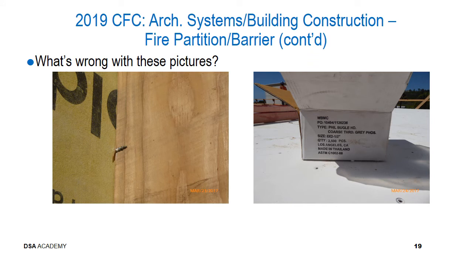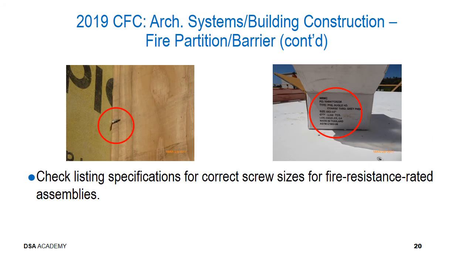And yet another example of problem construction. What appears wrong here? It is important to verify the listing specifications for correct anchorage materials such as screws and nails, and that they are appropriate for the fire resistance rated assembly. This information may be found in the listed construction detail for the fire resistive assembly.